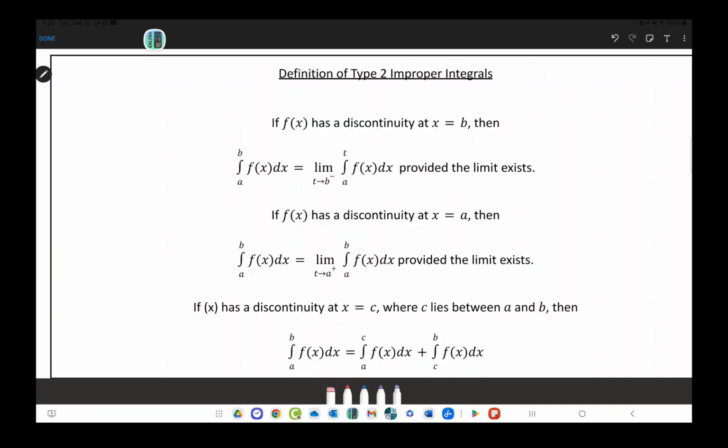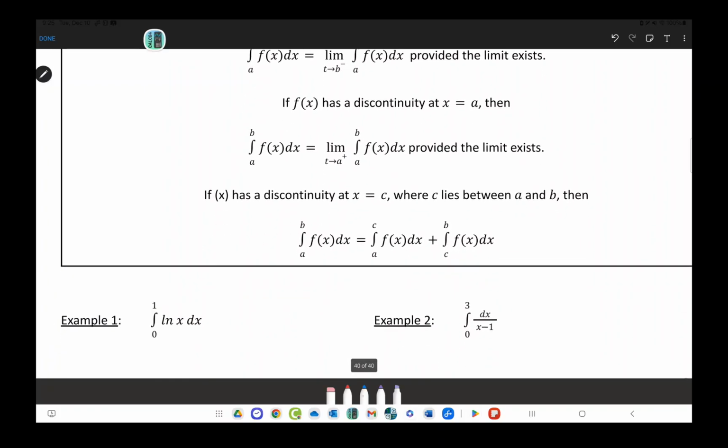And if it's in between, we do have to separate. And when you separate, you will then take the limit as t goes to c from the right, and the limit as t goes to c from the left.